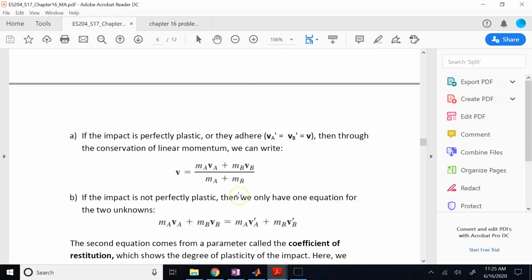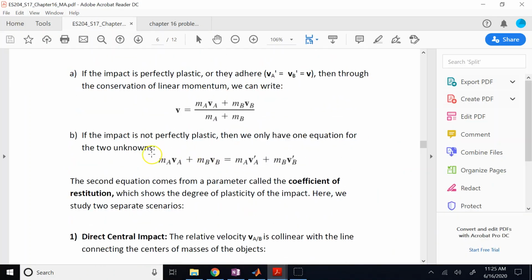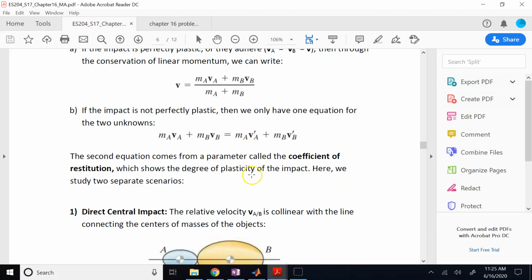But the equation I found, this conservation of linear momentum for the total system, just gives me 1 equation. Assume that this is a scalar equation in the x direction. So here you have 1 equation with 2 unknowns. So that's not enough. I need to bring in 1 extra equation. Where does that come from? That comes from something called coefficient of restitution.